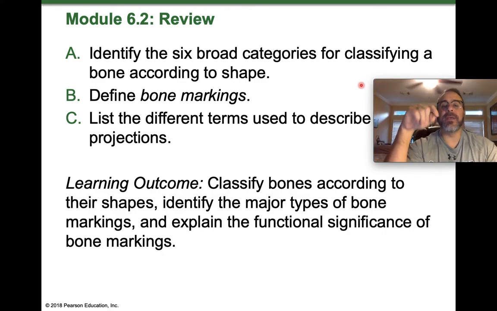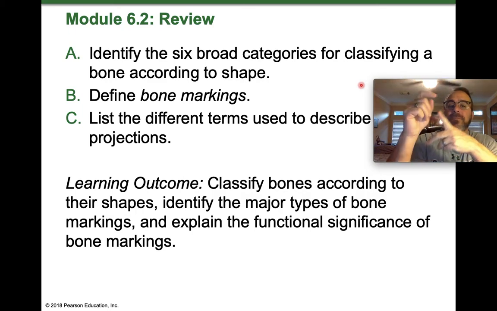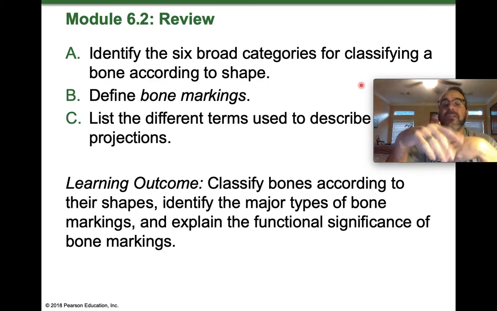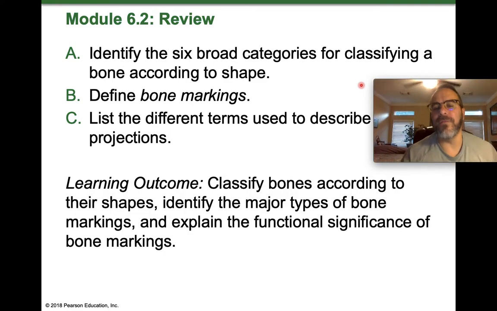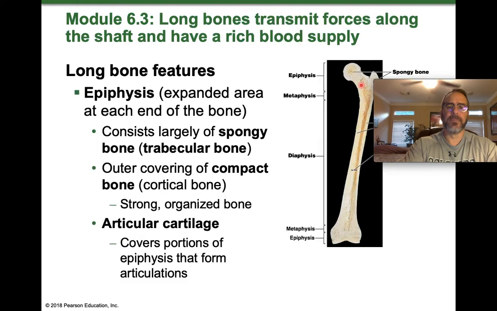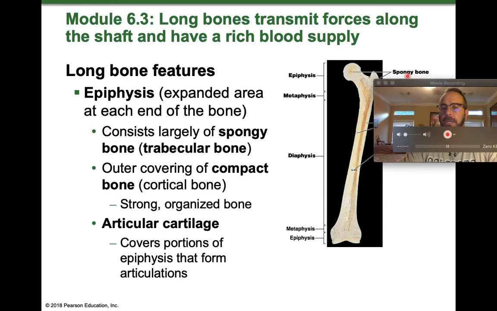So right now you should be able to explain the 6 categories of bones and how we classify them. Define what a bone marking is and just be familiar. I don't care if you list them. I don't care if you know the definition. There are things like a tuberosity versus a tubercle versus a condyle versus a trochanter. But even that, honestly, it's more important that you know the context when we're looking at the bone. All right. Are we good?